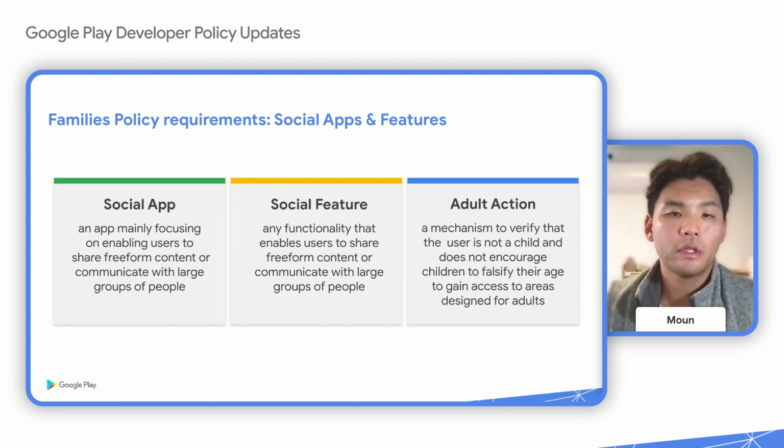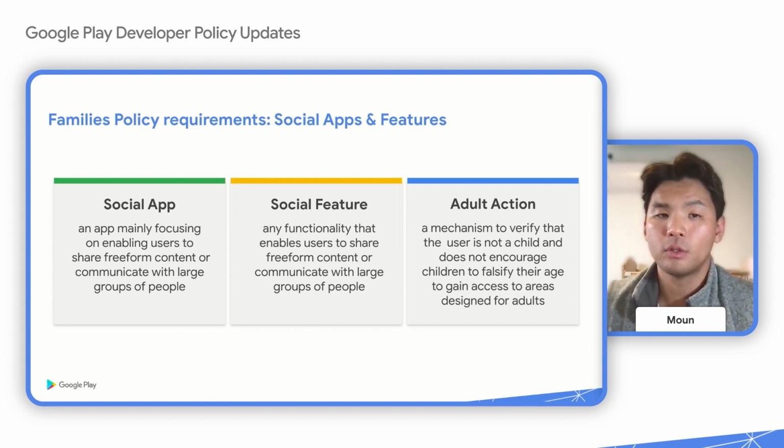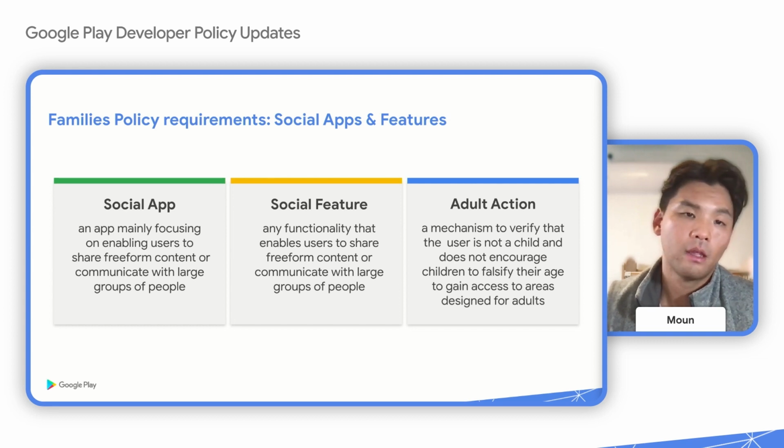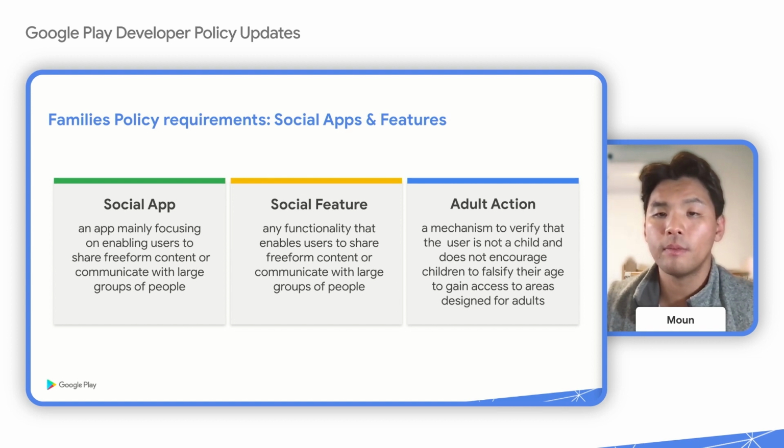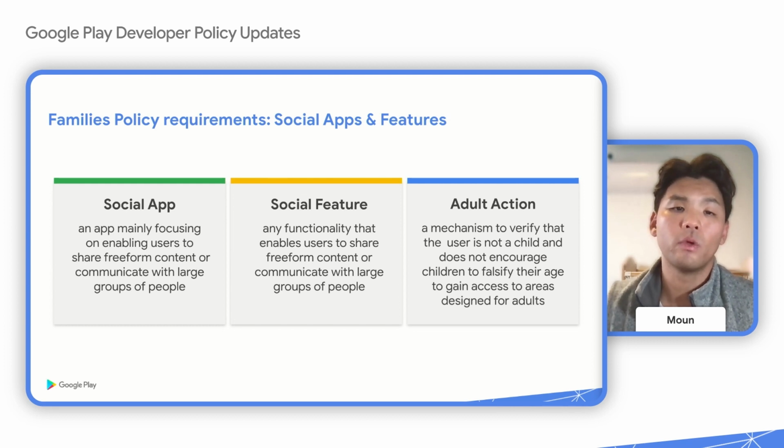Let's now go over the new requirement on social apps and features. But first, let's define social app, social feature, and adult action. First, a social app is an app where the main focus is to enable users to share free form content or communicate with large groups of people.